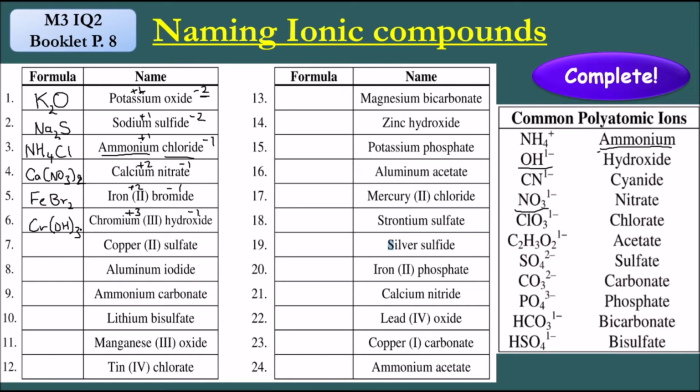Remember, the bracket is to represent we have 3 ions of hydroxide. Copper 2, sulfate, which is 2 minus. This one over here. CuSO4, there we go. Aluminium is 3 plus, iodine is 1 minus.